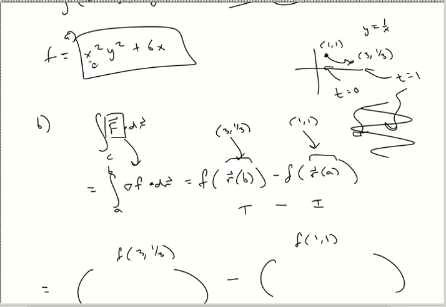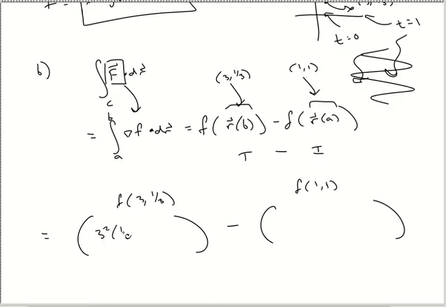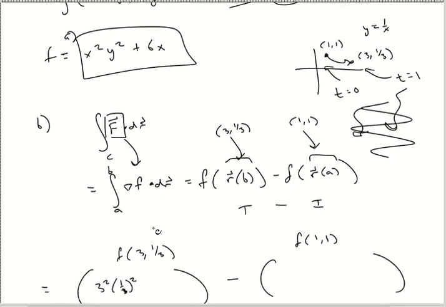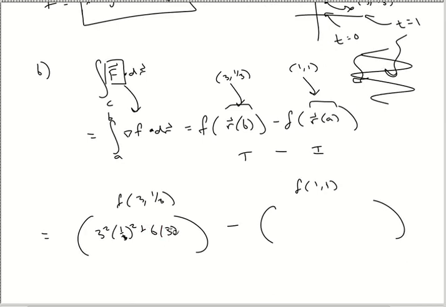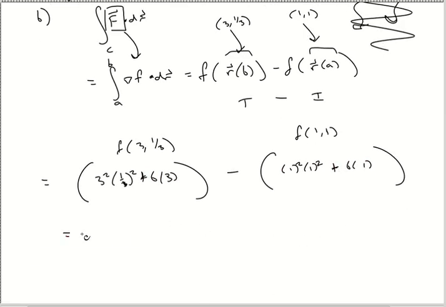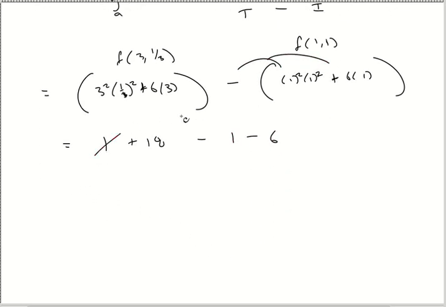So plugging in 3, 1/3, you can see that we got 3 squared and then 1/3 squared, and then plus 6 times the 3. Over here on this side, we got 1 squared, 1 squared, plus 6 times the 1. So 3 squared, 1/3 squared, they actually cancel, make a 1 there, plus 6 times 3 is 18, and then over here minus, we got 1, so minus a 1, and then minus, because I'm distributing here, minus 6. So the 1s here are actually going to cancel. 18 minus 6 is actually a 12.